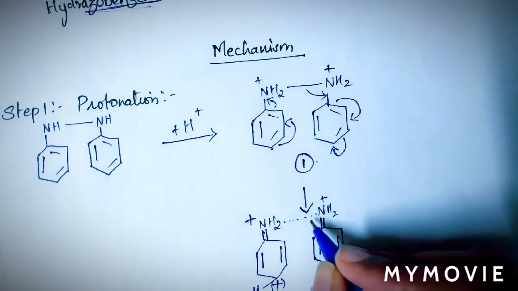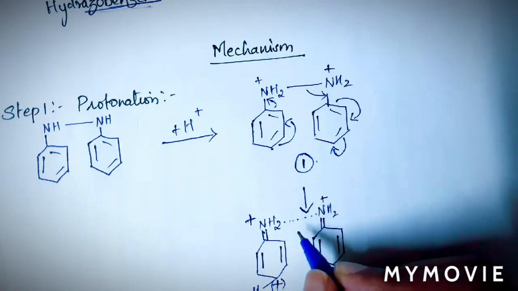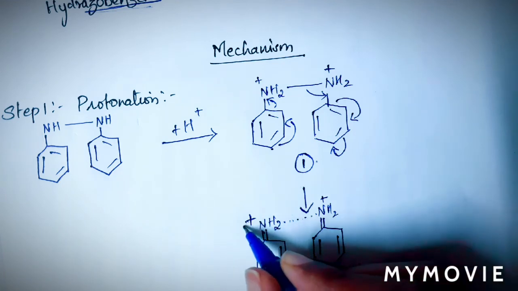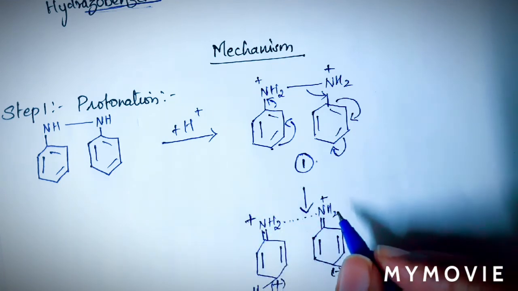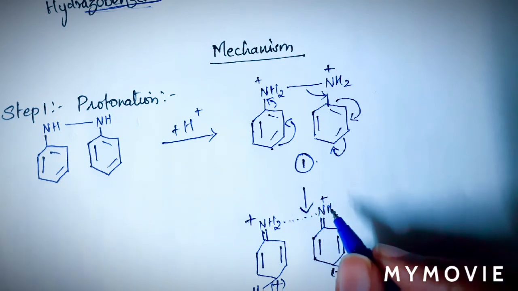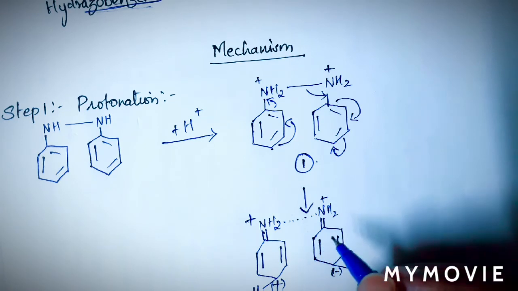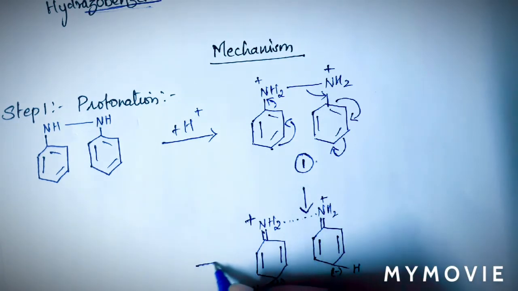I'm drawing a dotted line to show you that this bond is neither broken nor completely formed. That's why I'm retaining the positive charge on nitrogen atom. We still don't know whether the bond is breaking or not because it's a two-step process. I didn't want to show completely in one single step. Now let's move on to the next step.